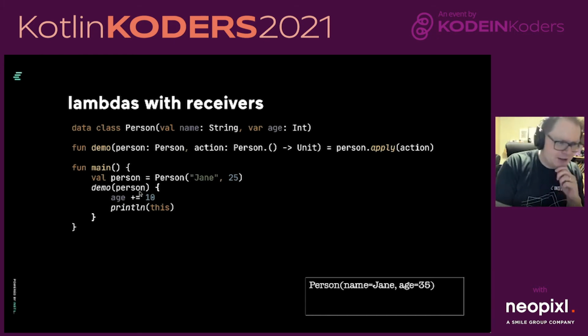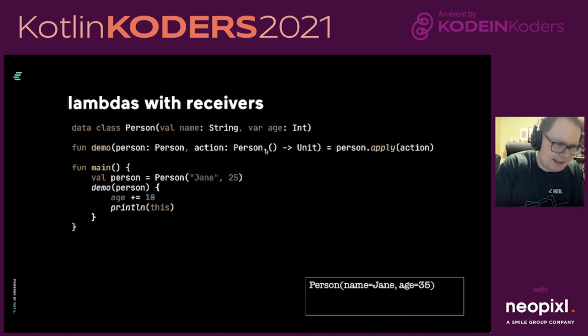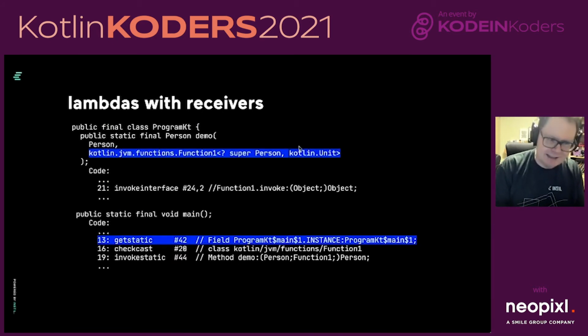So we've got our function called demo that takes a person. Then we've got a lambda. Inside the lambda, we're going to add 10 to the age of the person and print them out, and you can see what's happening there. So what's going on whenever we disassemble is we see that instead of this syntax here, which is very nice and convenient and easy to understand, again, it's a lie.